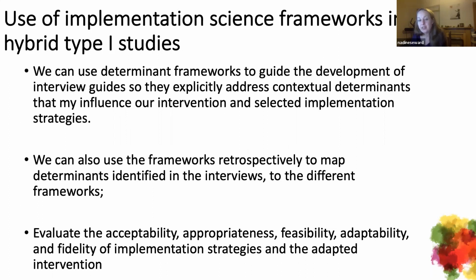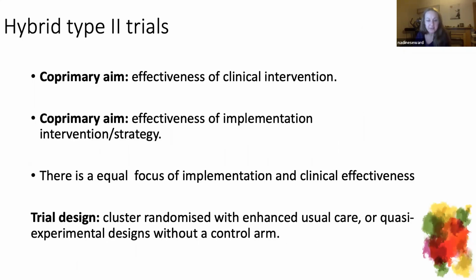In a type 1 trial, I would also evaluate for acceptability, appropriateness, feasibility, adaptability, and fidelity of the different implementation strategies. Maybe not as focused as in a type 2, but it's still really important to do this. And I'll give you some examples. Just let me see what the next slide is that we move into type 2.